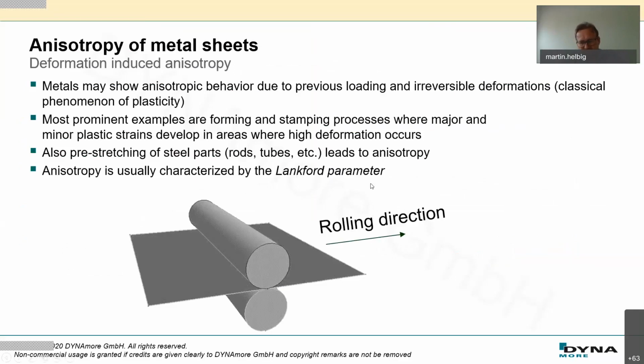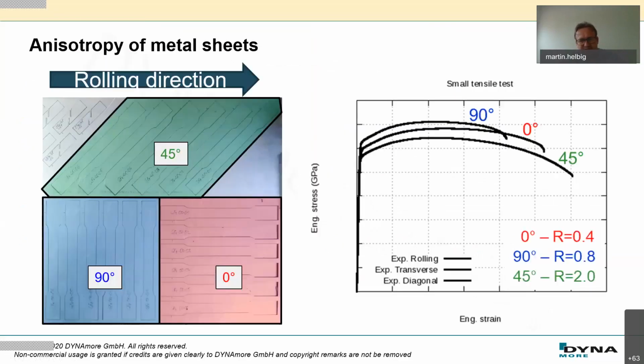I will show you 2 slides later. So this is how you can find out if you have an anisotropic material. I showed you here. On the left side, we have a metal sheet, and we cut out some tensile specimens at different orientations or at different angles to the rolling direction.